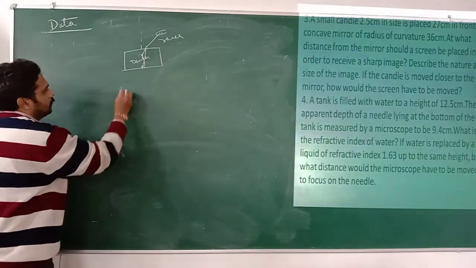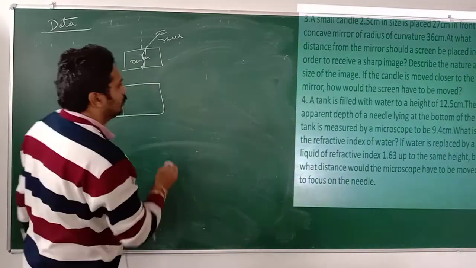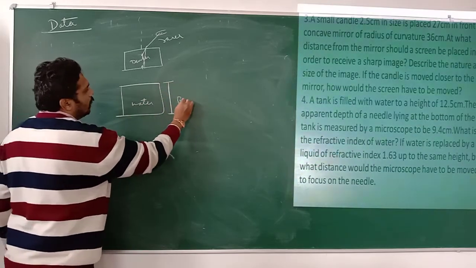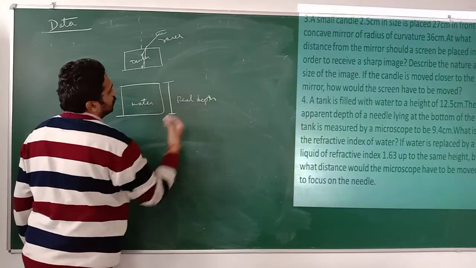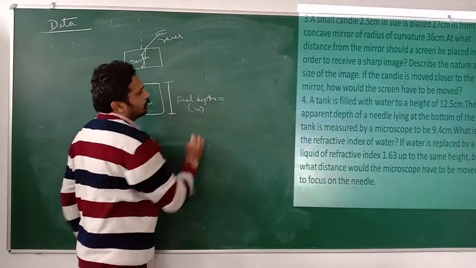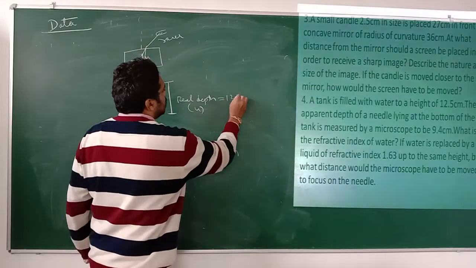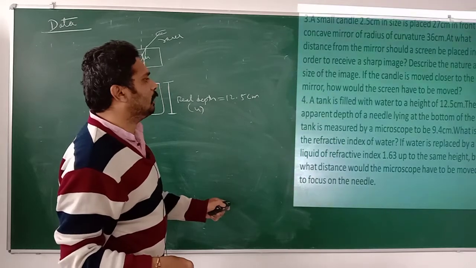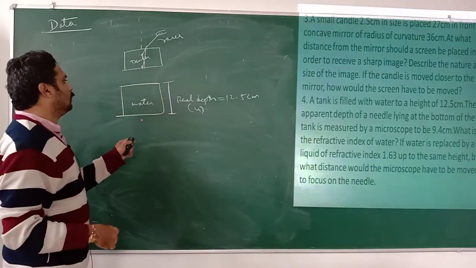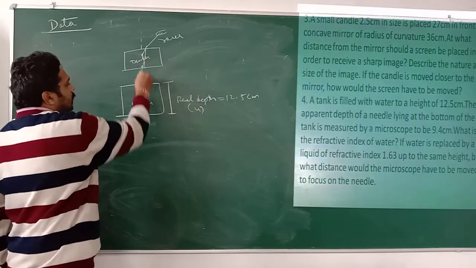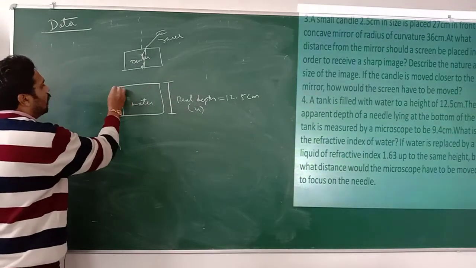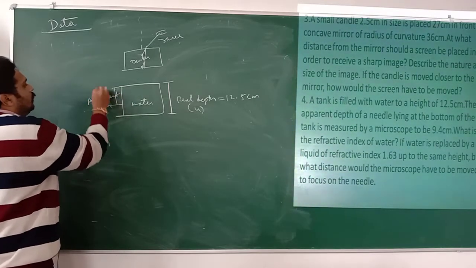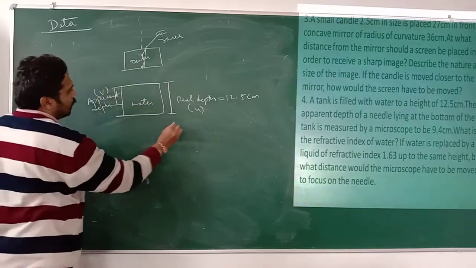Suppose they gave the water tank. This is the water tank. The actual height is what we call the real depth, and for real depth we use u. They gave the real depth as 12.5 centimeter. The apparent depth of the needle lying at the bottom of the tank is measured by a microscope. By using the microscope they are viewing the image of the object, and we get the apparent depth. Suppose this is the apparent depth. I am using apparent depth as v, so I am writing apparent depth.